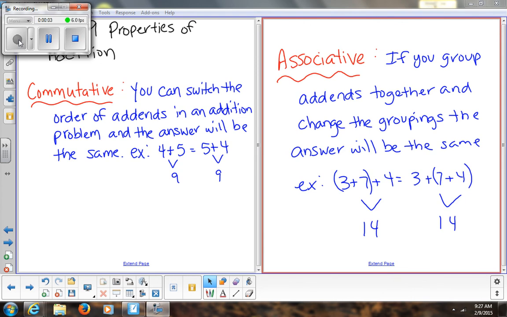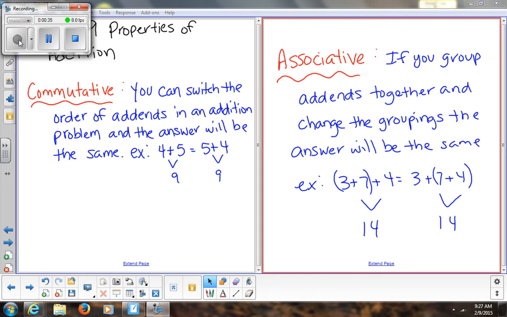All right. So properties of addition. There's a lot of properties, but the only two that we're going to focus on for this chapter is the associative and commutative property. The commutative property states that you can switch the order of addends in an addition problem, and the answer will be the same. So if I have 4 plus 5, I can write it down as 5 plus 4 and still get the same answer.